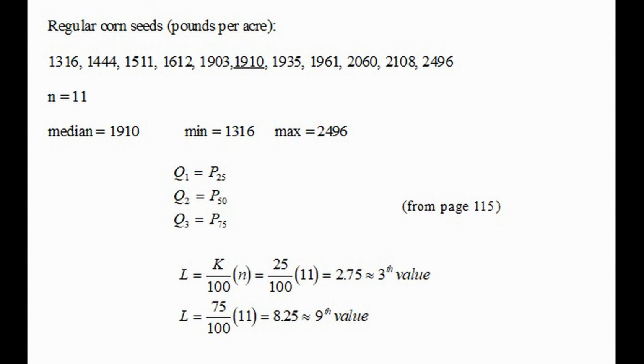To calculate the first quartile, we use that special formula shown. What that formula is giving us is that the first quartile is approximately equal to the third value of our data set. Likewise, the third quartile is approximately equal to the ninth value of our data set.